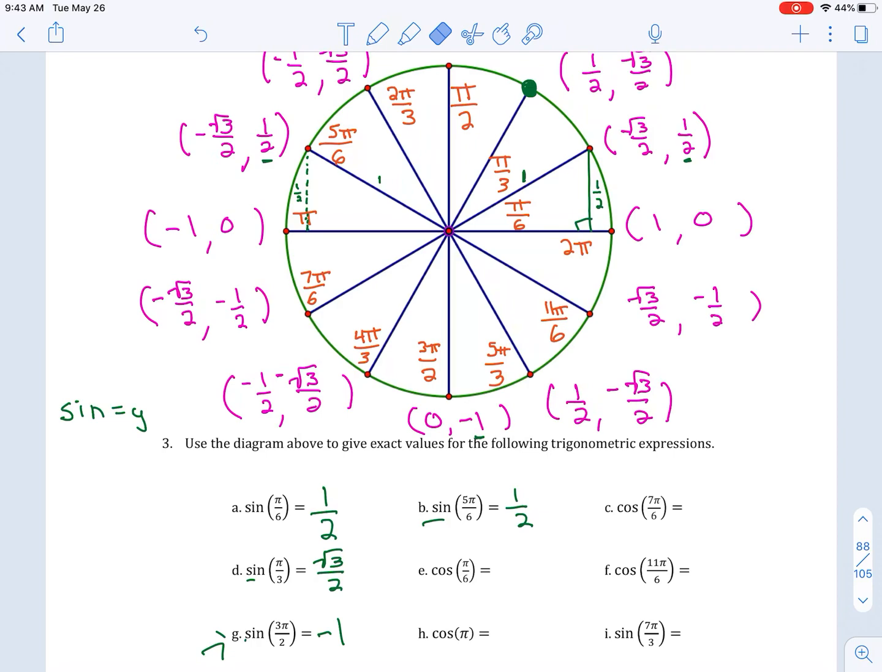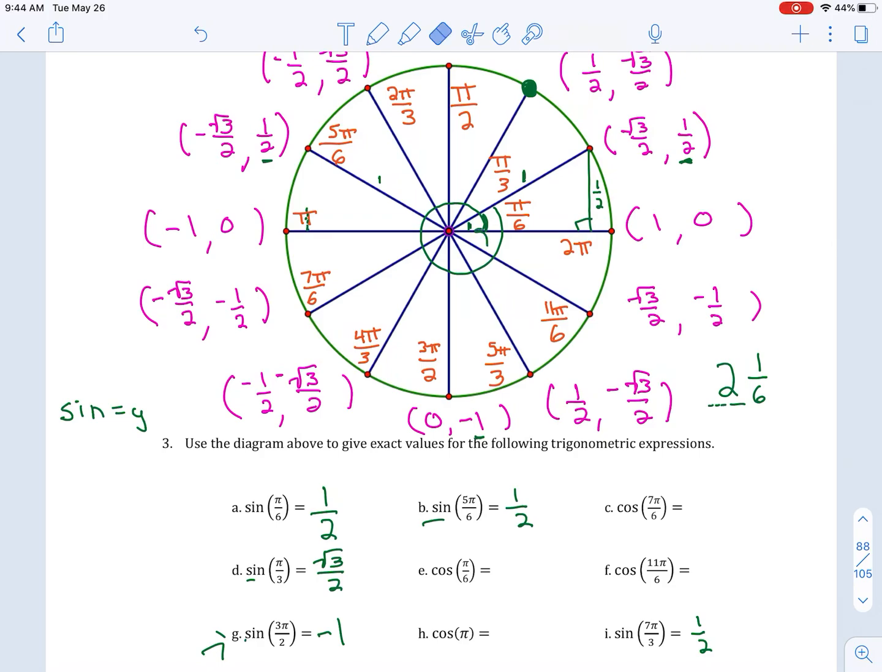7 pi over 3 is not directly labeled on our unit circle. 7 pi over 3 is more than 2 pi, which means it's more than 360 degrees. So if I were to make 7 over 6 like a mixed number, what would I have? I would have 2 and a 1/6. So this 2 represents the entire circle. And then just that last 1/6 pi is this angle right here. Okay? So that's actually what we're finding. I know that 7 pi over 6 is this whole thing, but we're just finding this reference angle right there. Okay, and what's its y value? It is 1/2.